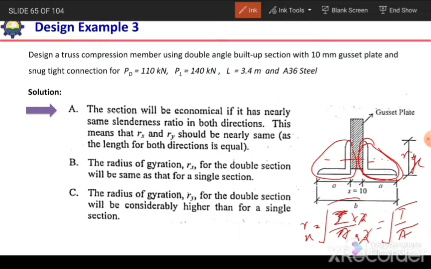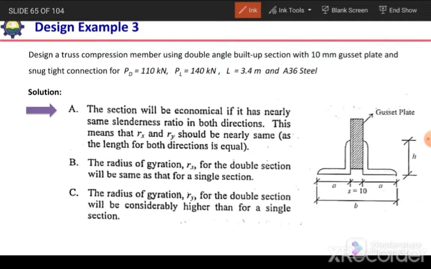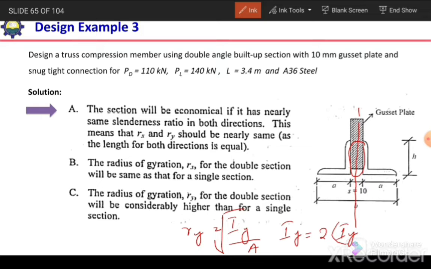So rx will remain the same as that of the individual member, but ry will not be the same. Ry will actually change because of the spacing between these two sections. Ry will be equal to the square root of Iy of the built-up section over area of the built-up section, and Iy of the built-up section will be equal to 2 times Iy of individual section plus area of one section multiplied by the distance from the centroid of that section up to the centroid of this built-up section, from here up to here, so A d squared. So Iy will be different. In case of built-up section, Iy will increase because of the gap between these two members. When Iy increases, it means ry will change.